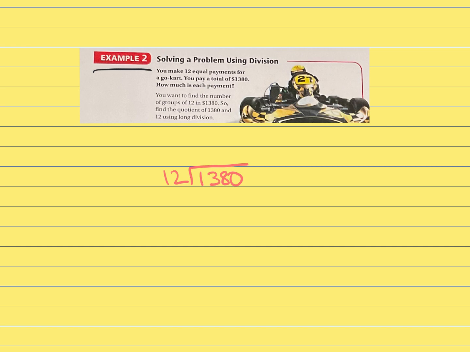So we start with 12. How many times does 12 go into 13? 1 full time. Notice how I put it above the 3 because I didn't do the first step where this would just become a 0 because 12 can't go into 1 evenly. But 12 goes into 13 1 time. 12 times 1 is 12. 13 minus 12 is 1. And I only bring down my 8. 12 can go into 18 1 time. 12 times 1 is 12.